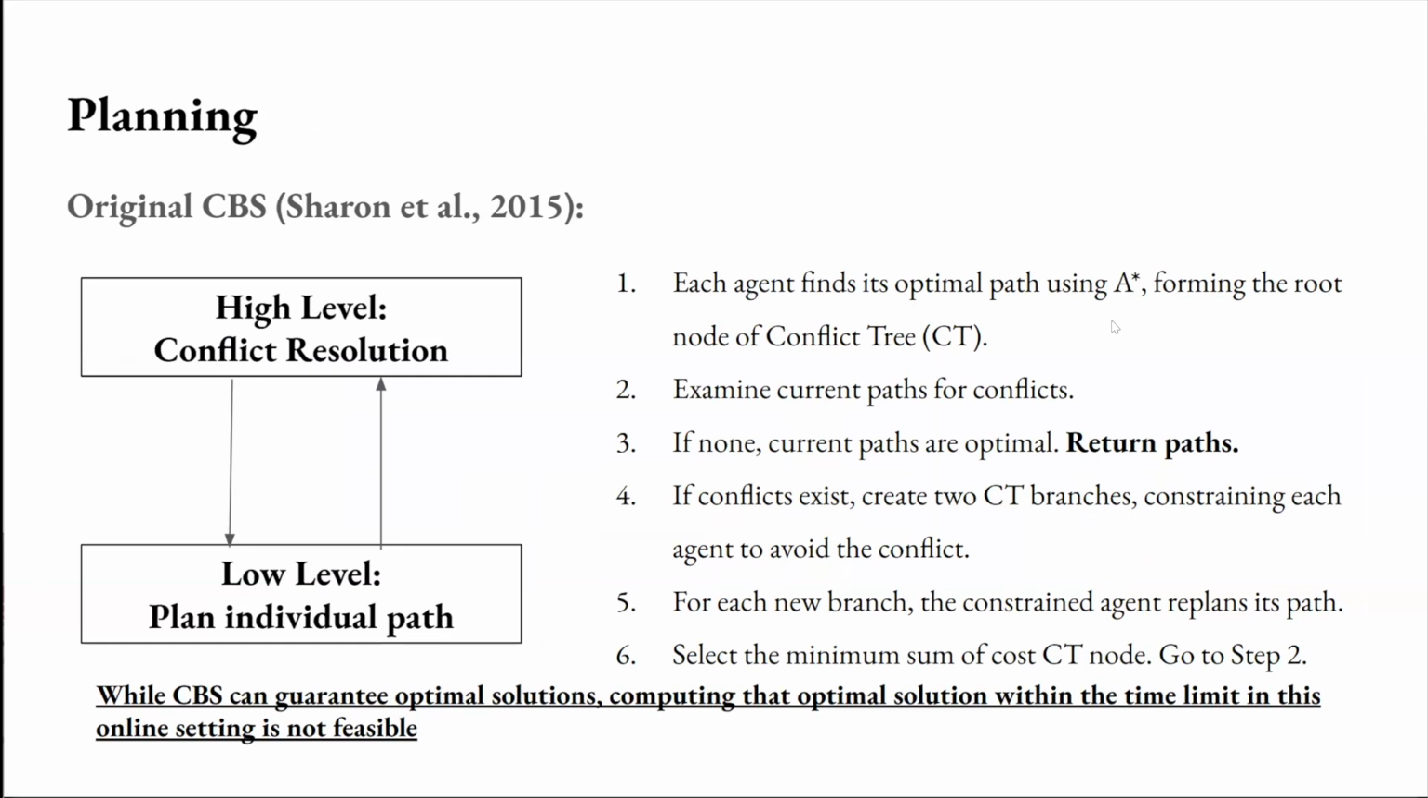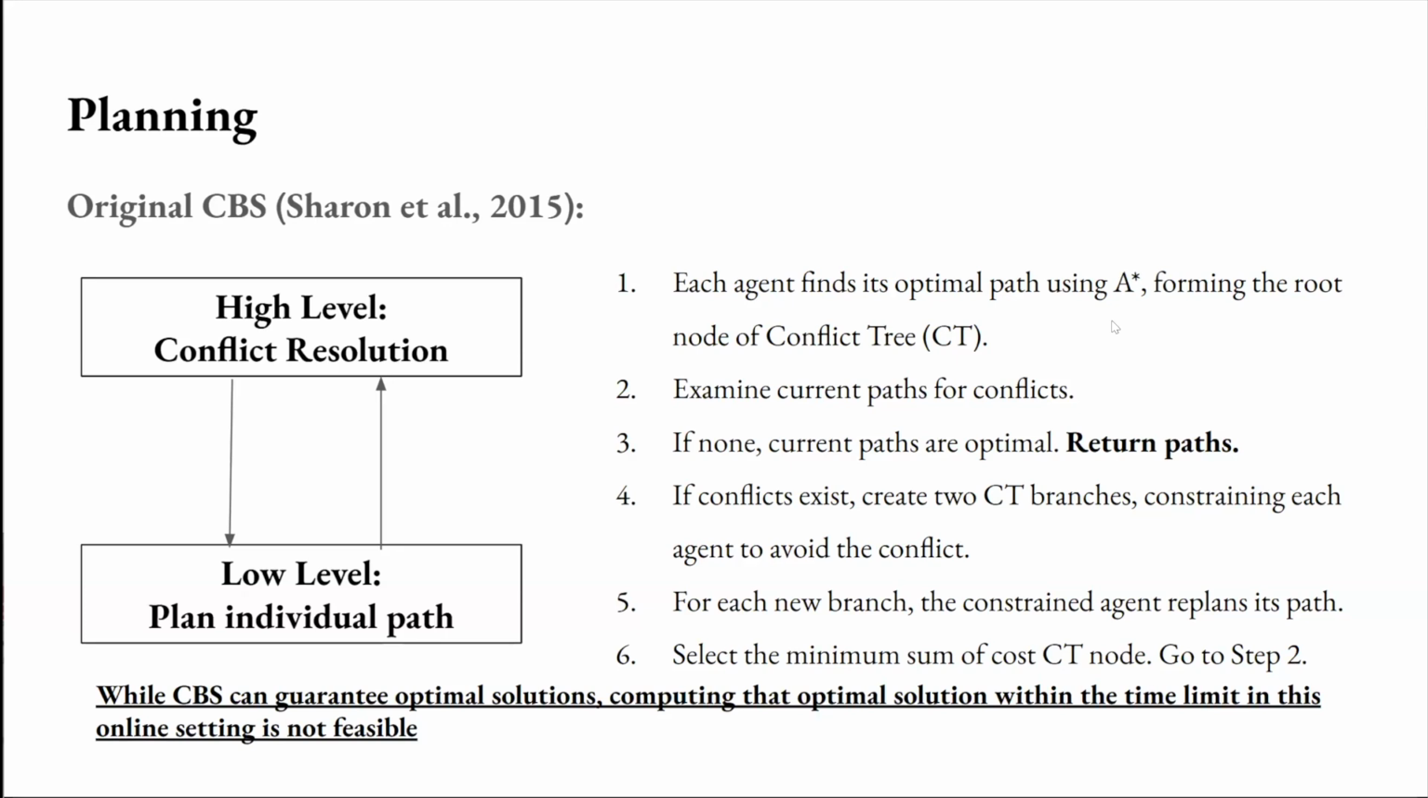The main idea is that we construct a conflict tree where the root node holds the optimal paths of the agents. If we detect a conflict, we branch out and resolve the conflict in separate nodes. And in the tree, every time we select a node based on the minimum sum of cost, which is the sum of cost of the paths.